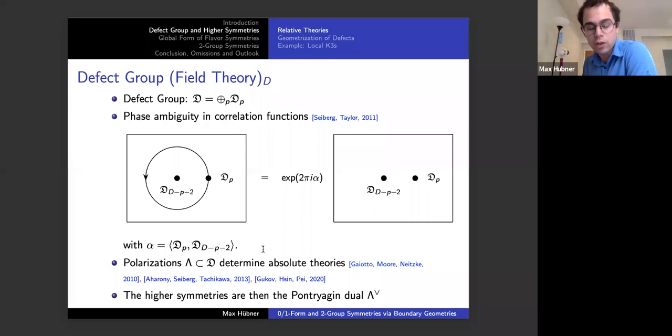And so to get a well-defined so-called absolute theory, one needs to restrict the spectrum of admissible defects to a maximal subset of mutually local defects. And these subsets are referred to as polarizations, and every polarization determines an absolute theory. Now, because choosing a polarization basically fixes the extended operator content of your theory, it also fixes the symmetries acting on these extended objects. And so it turns out that the higher symmetries are simply the Pontryagin dual of these polarizations.